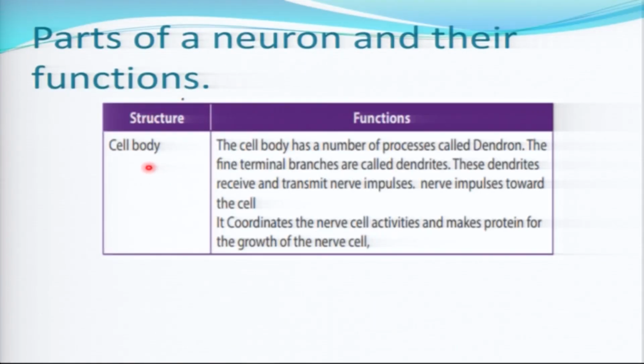And then, what's the function of the parts of the neuron structure? It has cell body. What's the function of cell body? Cell body has a number of processes called dendrons. And then the fine terminal branches are called dendrites. This is what I have seen. So what's the role of this cell body? It coordinates the nerve cell activity and makes protein for the growth of the nerve cells. Actually, cell body makes the protein that can help the nerve cells to grow. Even to coordinate the nerve cell activity is coordinated by this cell body. Are you getting this?